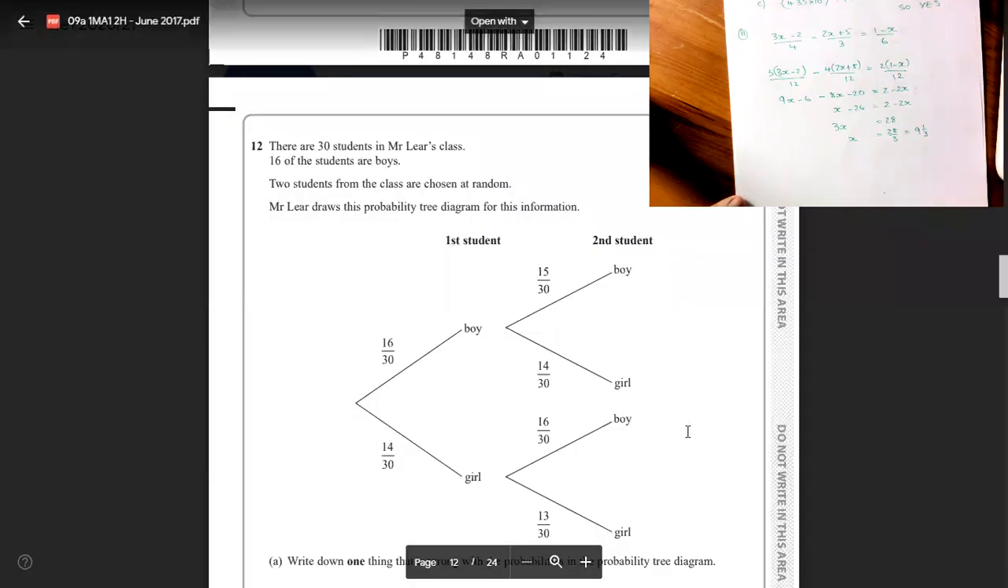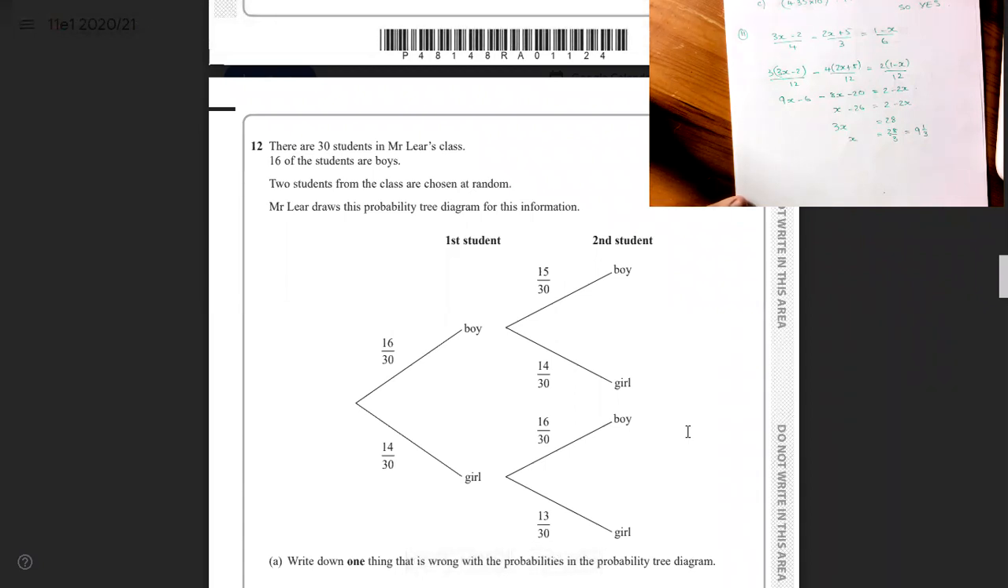So question 12. Write down one thing that is wrong with the probabilities in the probability tree diagram. Okay, so 2 students from the class are chosen at random. So obviously, once you've chosen the first student, the second probability should be out of 29. Yeah, so that's one thing that's wrong with it.